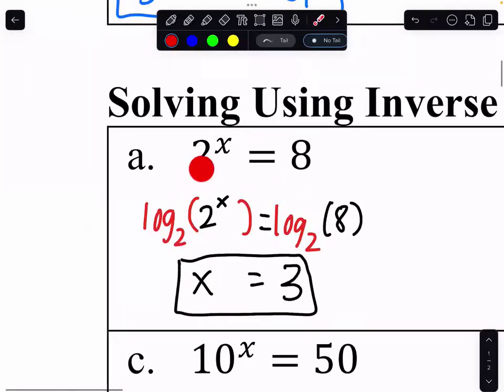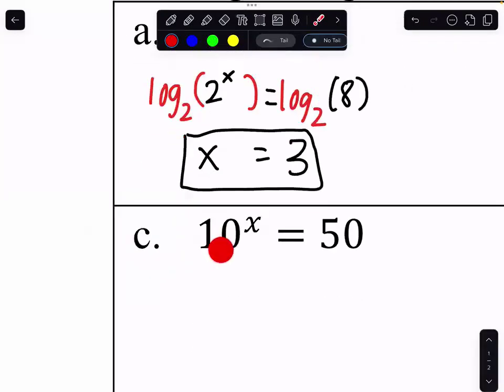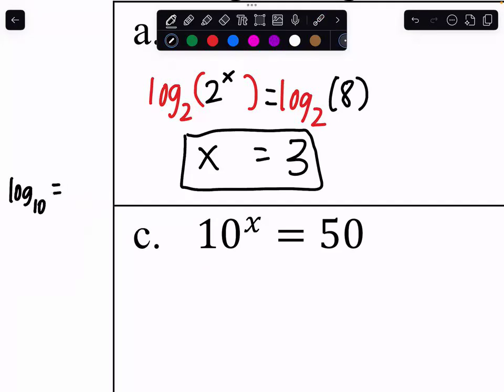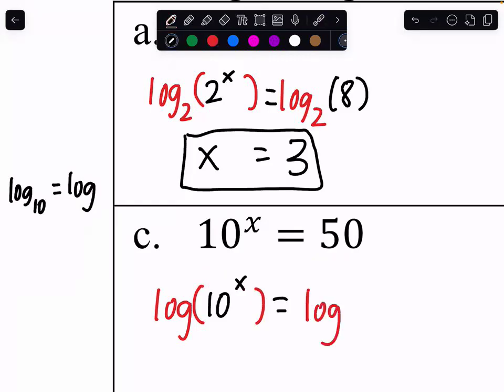Earlier, to get rid of the base of 2, we did log base 2. Here, it's a 10, so we want the base to be 10. But let's remember that log base 10, we don't write it like that. We just write log. It's called common log. So let's do the common log of both sides. Common log of the left side. And then also do the common log of the right side.